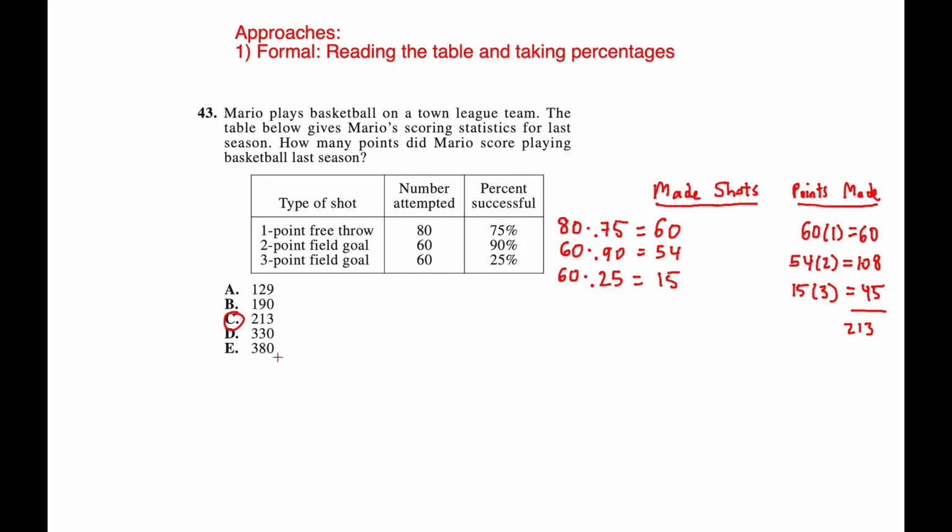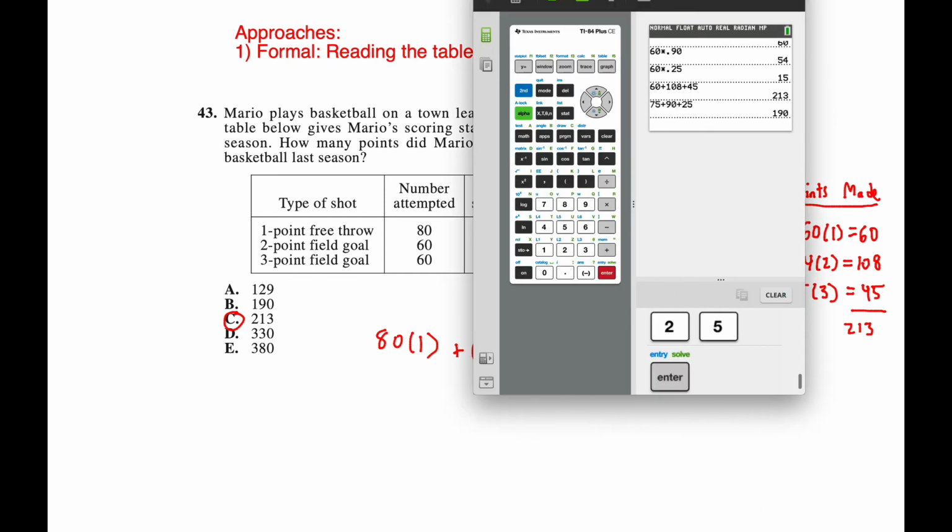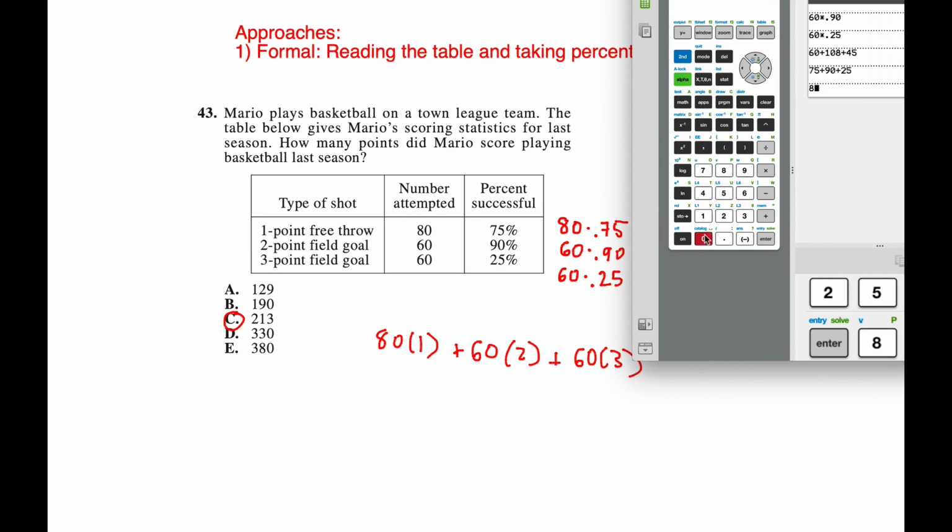And then for 380, that could reflect the mistake of assuming that he makes 100% of each of the shots. If he were to make 100% of these 1-point shots, he would get 80 times 1 for those. And if he made 100% of these, you get all 60 times 2 for the 2 points. And then same thing over here, he will have made all 60 of the 3-point shots. When we add those things up, 80 plus 60 times 2 is 120, and then 60 times 3 is 180, we get 380, which is E.